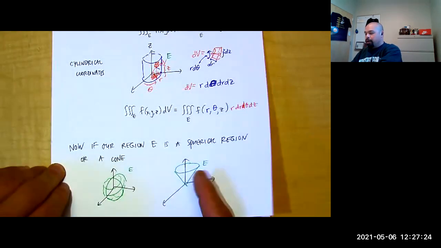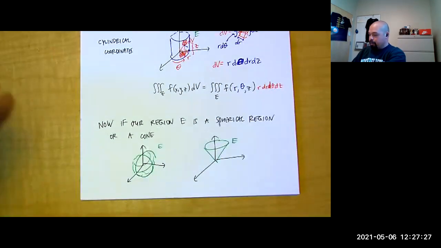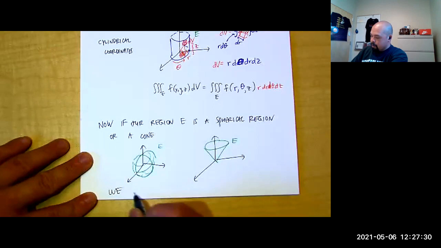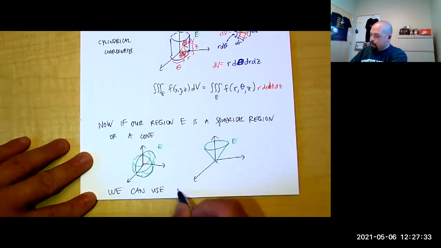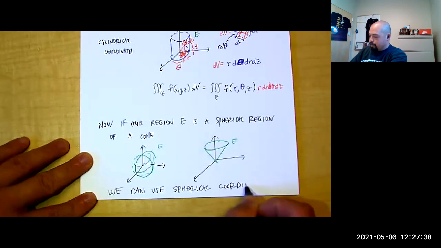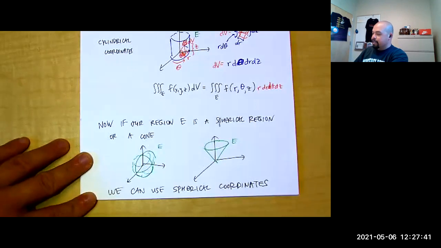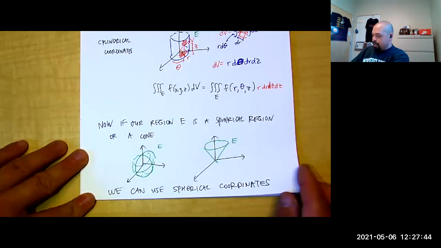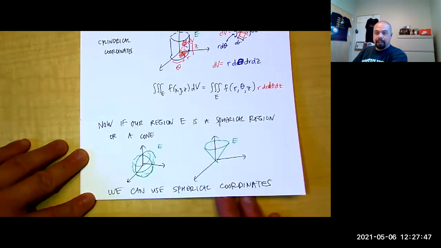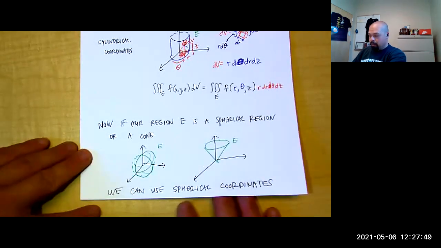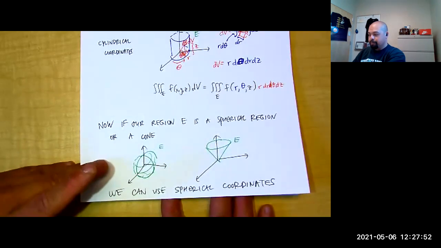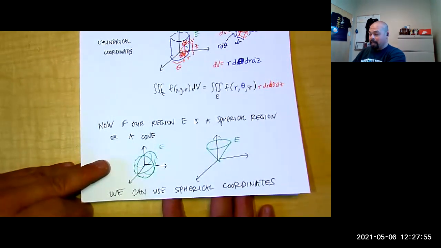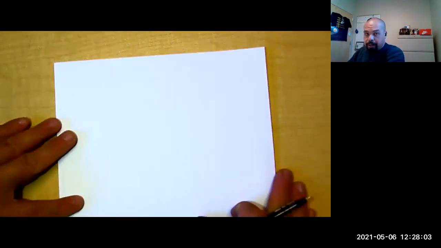So instead, we're going to use spherical coordinates. And again, it's a way of rewriting with different variables, different relationships, to hopefully simplify the integral, the expression, the function that we're integrating, and those limits of integration that we need for that space. All right, so let's introduce those spherical coordinates.